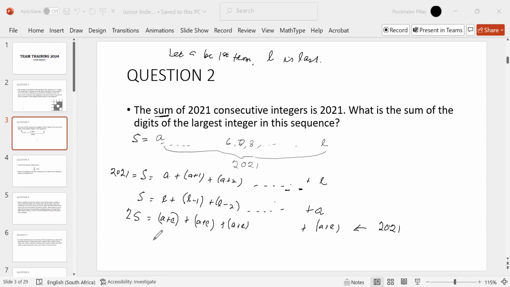So if you've got the same number repeated 2021 times, you've got 2021 into A plus L. And this is 2S, which is 4042. Okay? So it means that the first term plus the last term is just 2.